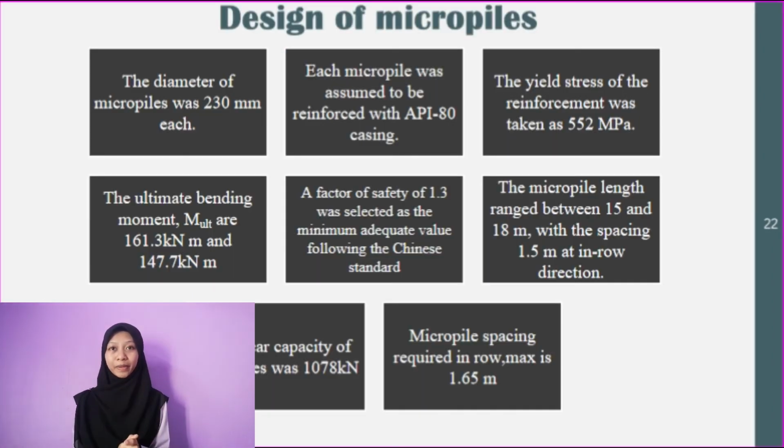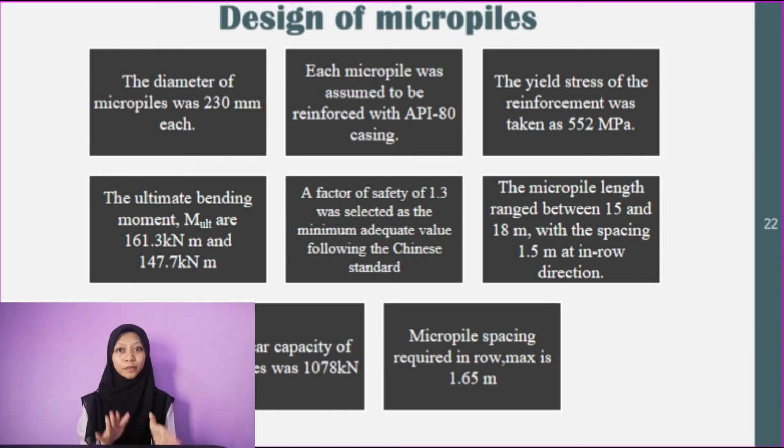The diameter of each micropile was 230 mm. Each micropile was assumed to be reinforced with API 80 casing. The yield stress of the reinforcement was taken as 552 MPa. The alternate bending moments are 161.3 kN and 147.7 kN. In addition, the shear capacity of the micropiles was 1078 kN. The micropile spacing required in a row is a maximum of 1.65 meters. The plastic flow analysis was accomplished to check the potential soil flow between micropiles.